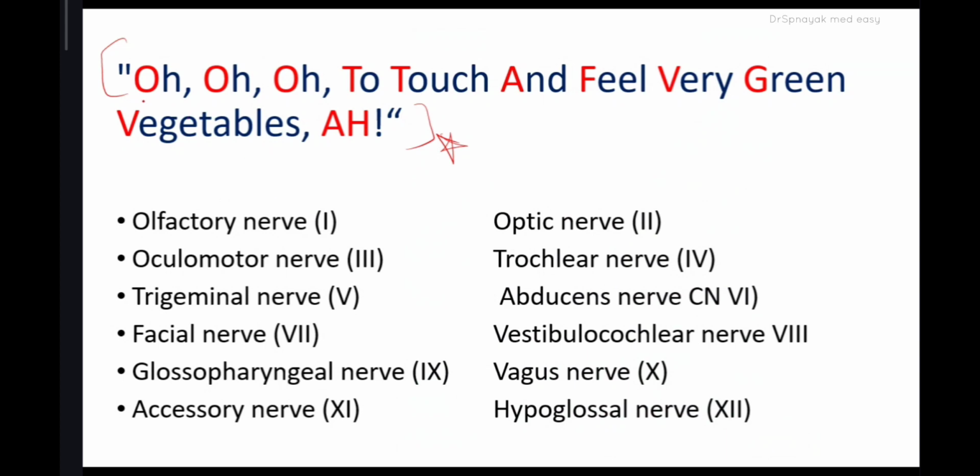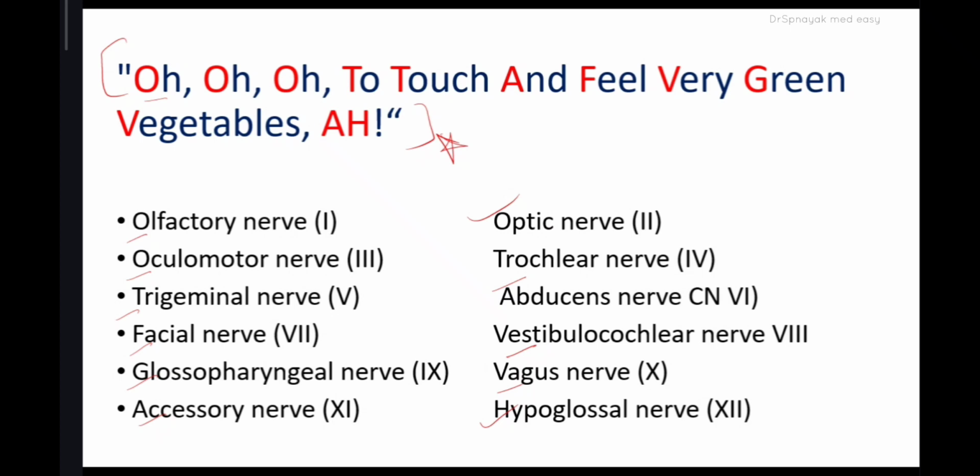So first O represents olfactory, optic, oculomotor, trochlear nerve. Okay, and trigeminal, facial nerve, vestibulocochlear nerve, glossopharyngeal nerve, vagus nerve, accessory nerve, and hypoglossal nerve. Okay, just try to remember all these 12 cranial nerves by using this mnemonic.